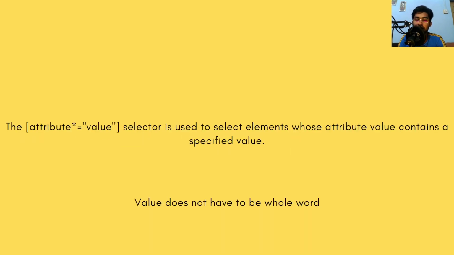In this attribute selector, the position of the specified value is not defined, so it could be at the start, at the end, as well as in the middle, somewhere in the attribute value, and it will work. This attribute selector doesn't have to match the whole word either. Alright, let's go to the editor and see how these different attribute selectors behave.